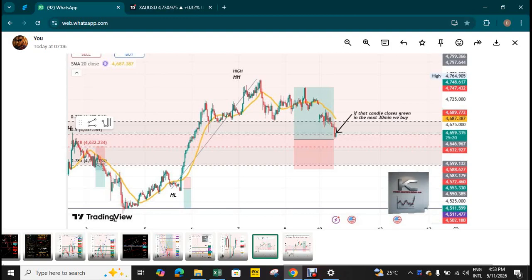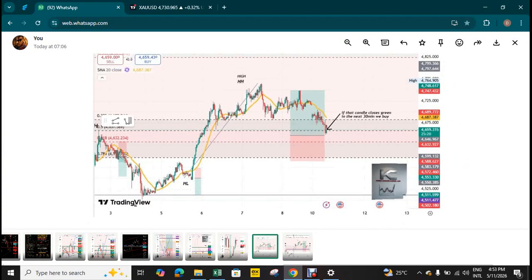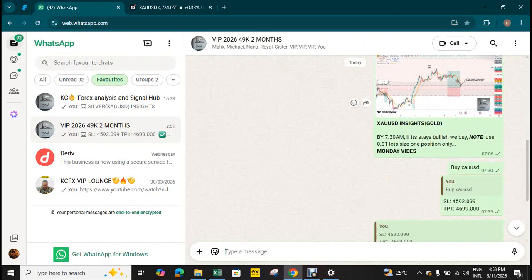You can see I put it there. If that candle closes green in the next 30 minutes, we buy. That's what I said in the VIP section: we're going to be buying this pair towards the upside. By 7:30 I said buy XAUUSD, and I gave an SL of 4529.099 and a TP 1, which, because it's a Monday, I wanted us to start slow. I didn't want us to rush, so I said 4699 TP.